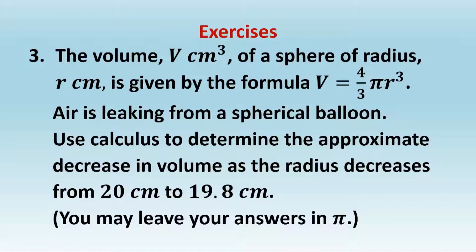Number 3. The volume V centimeter cubed of a sphere of radius r centimeter is given by the formula V is equal to 4/3 pi r cubed. Air is leaking from a spherical balloon. Use calculus to determine the approximate decrease in volume as the radius decreases from 20 centimeters to 19.8 centimeters. You may leave your answers in pi.